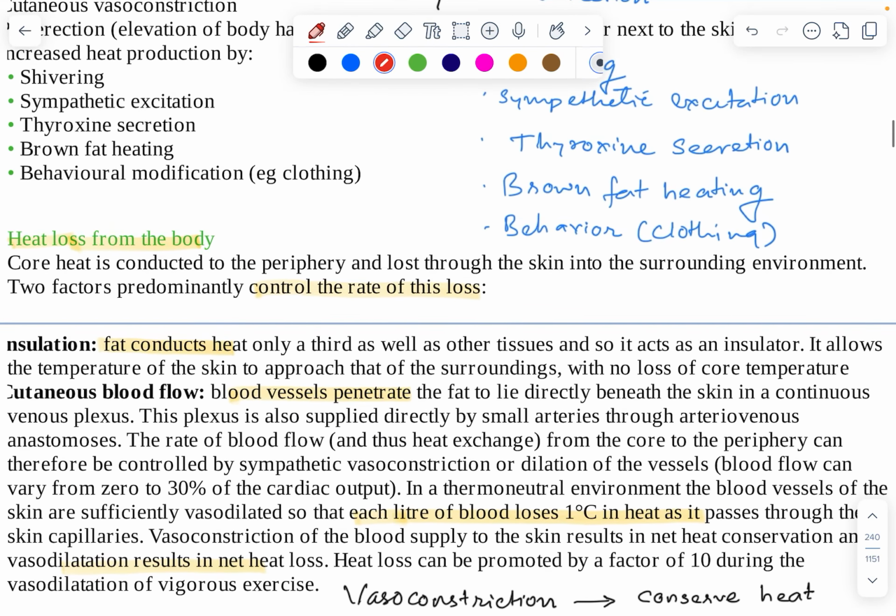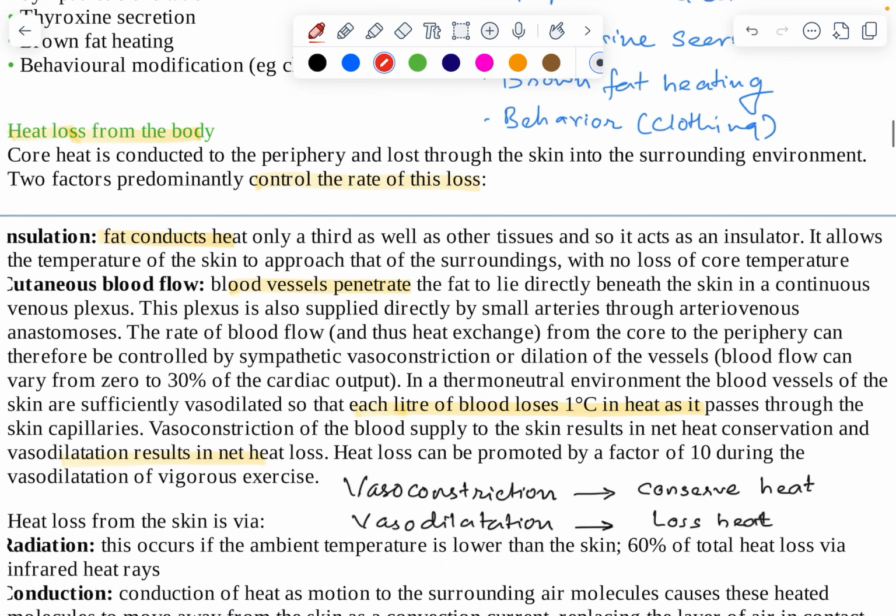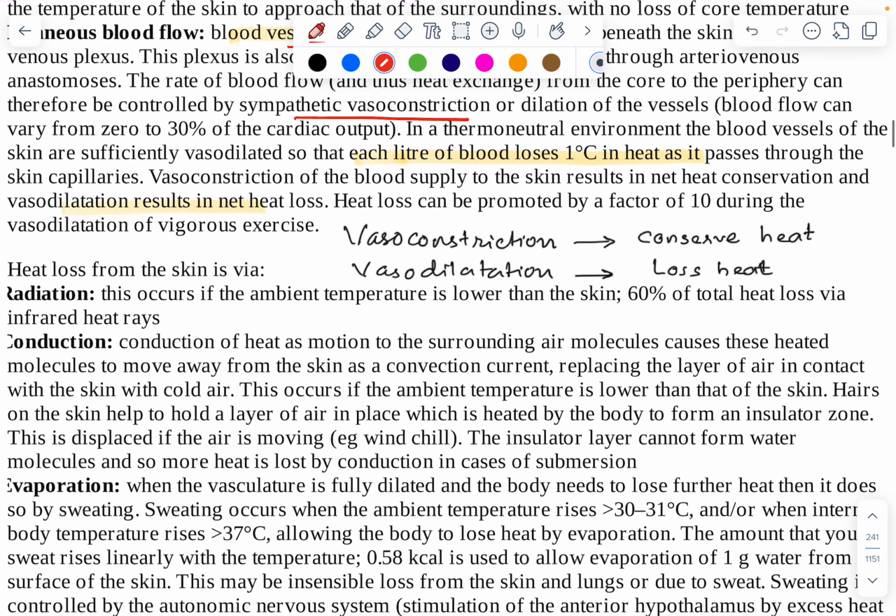Heat loss from the body core is produced by two factors. Insulation: fat conducts heat only a third as well as other tissues and insulators. Cutaneous blood vessels penetrate fat and skin continuously. The rate of blood flow from the core to the periphery is controlled by sympathetic vasoconstriction, and dilatation of the vessels varies. Vasoconstriction causes conserved heat, and dilatation causes loss of heat.